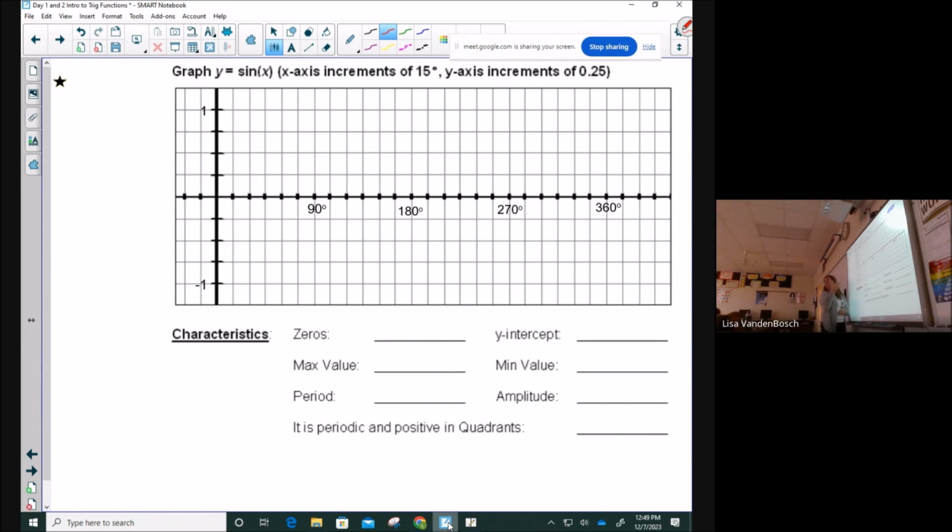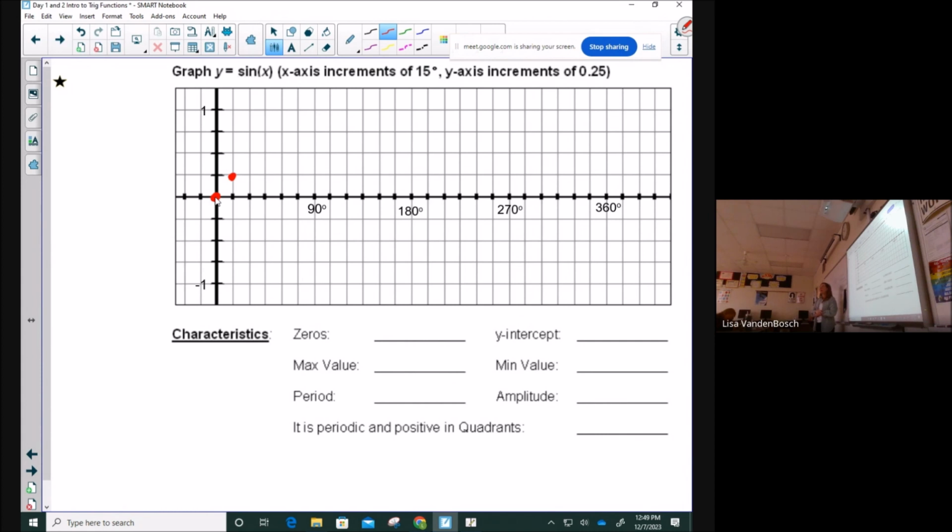So I want you to put in sine 15. Actually, put in sine 0. Calculators, grab a calculator, put in sine 0. What do you get? 0. So over 0, up 0. Now let's put in sine 15. What do you get? 0.25. So remember, each of these are 0.25. So I'm going over 15 degrees, up 0.25.